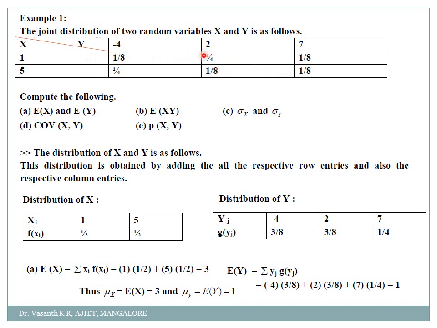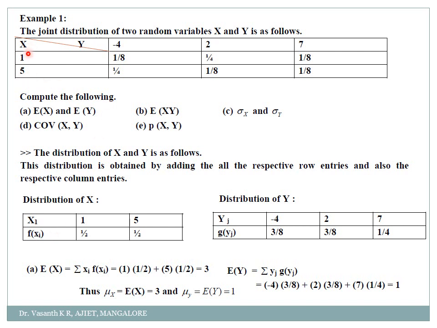So it is 1 by 8 plus 1 by 4 plus 1 by 8. So 1 by 8 plus 1 by 8 is 2 by 8. 2 by 8 plus 1 by 4 is 1 by 2. You got it? So joint probability, they had given you the whole table. Now what I am doing is separating the distribution of x separately, the distribution of y separately. So distribution of x will take the values 1 comma 5. So write 1 and 5. Okay. So f of xi or probability of xi.